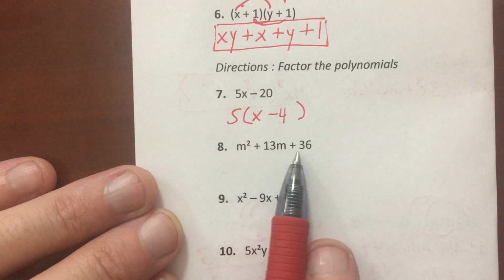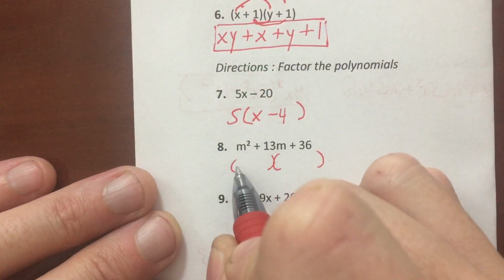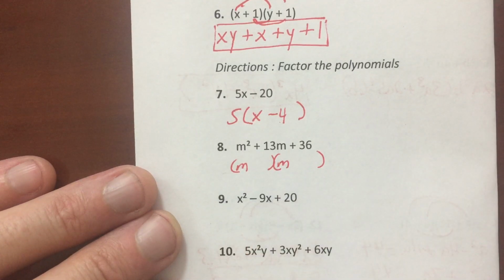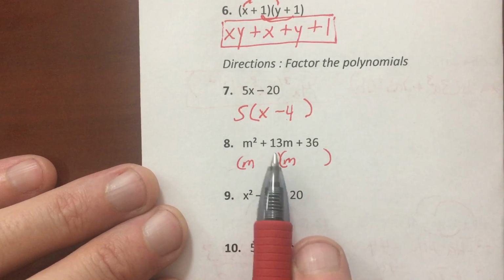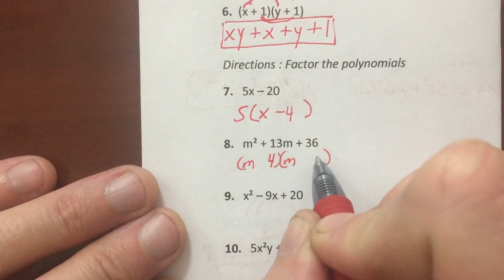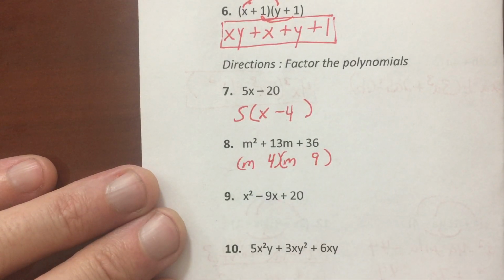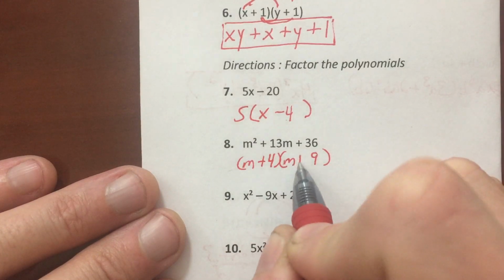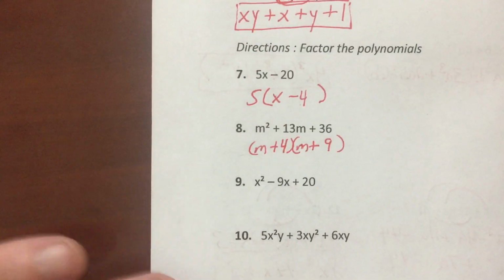I have a quadratic trinomial in number 8, so I need 2 parentheses. m squared would be m and m. Two numbers that multiply to make 36 and can give me a 13. That would be 4 times 9. 4 times 9 is 36, and 4 plus 9 is 13. Since it's a positive 13, I need both of them to be positive, because +4 and +9 make +13.